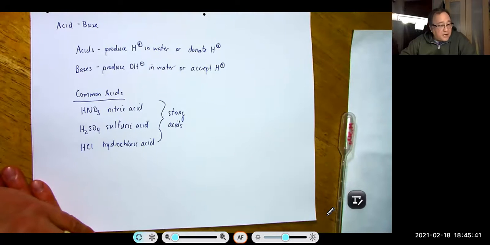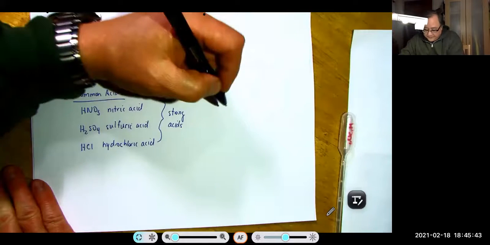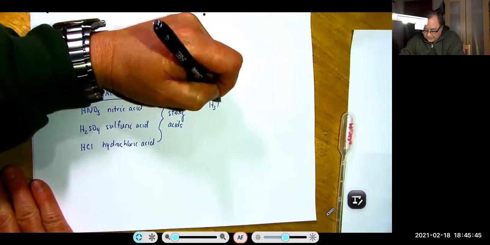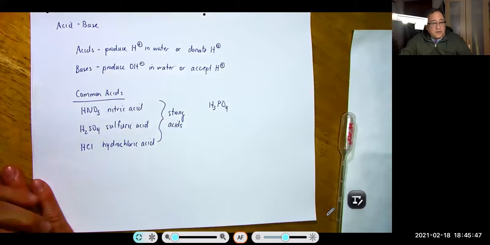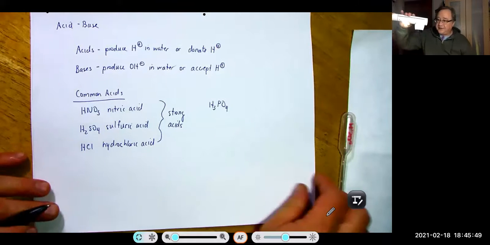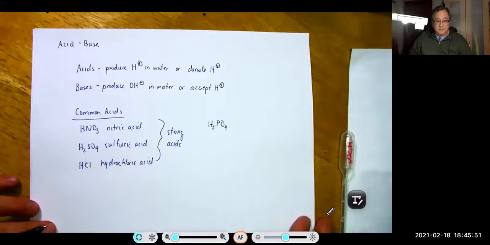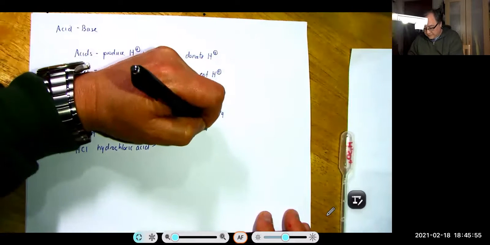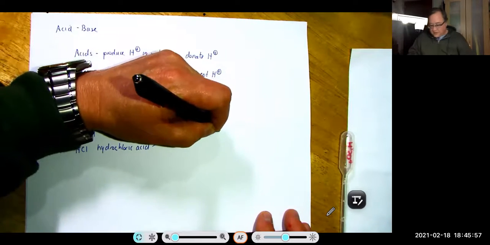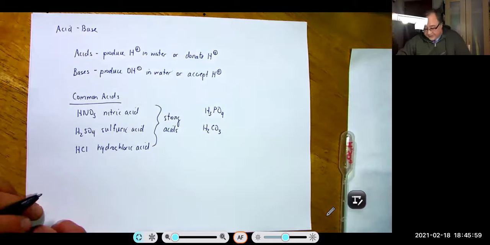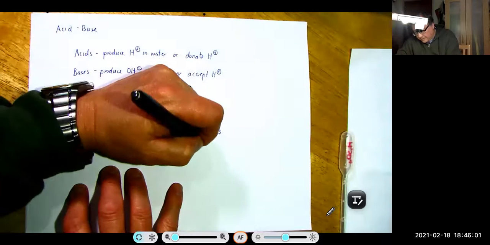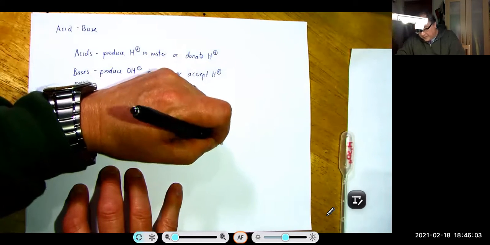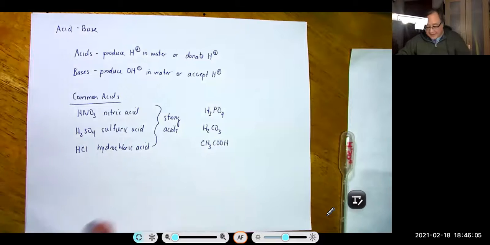Let me give you some other acids. This one is called phosphoric acid. This one's called carbonic acid. And this one's called acetic acid.